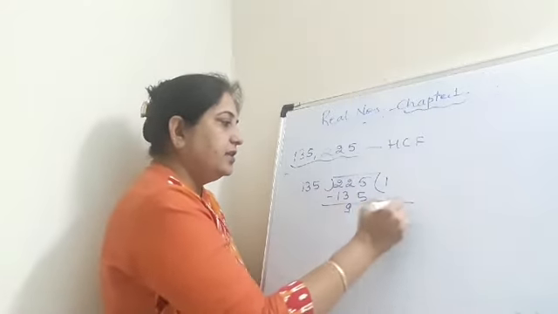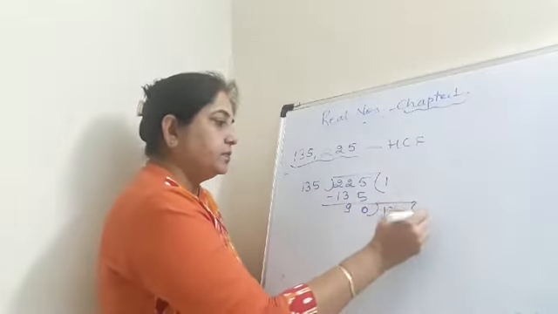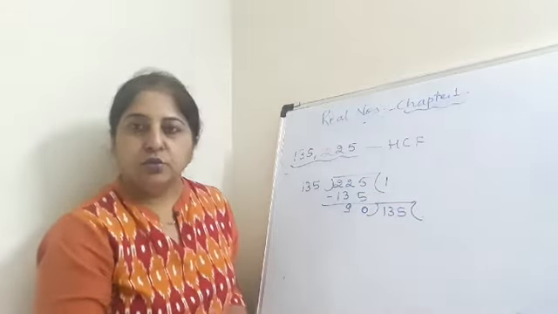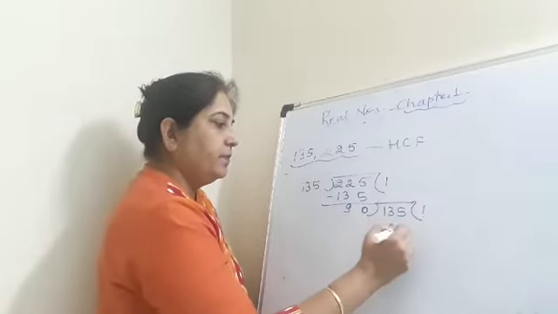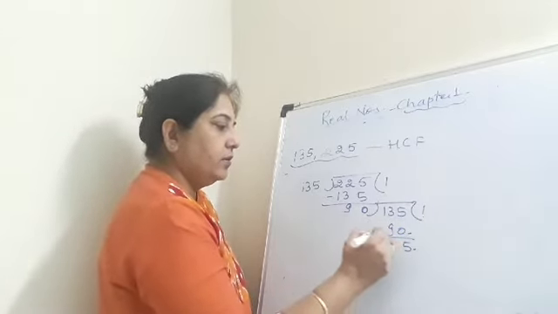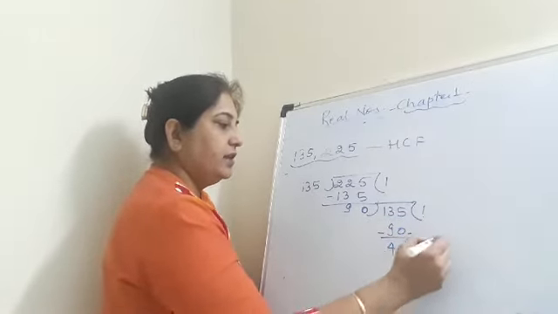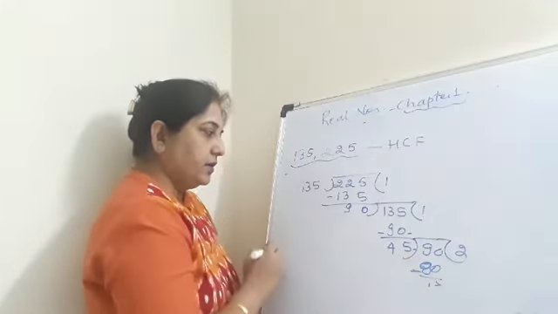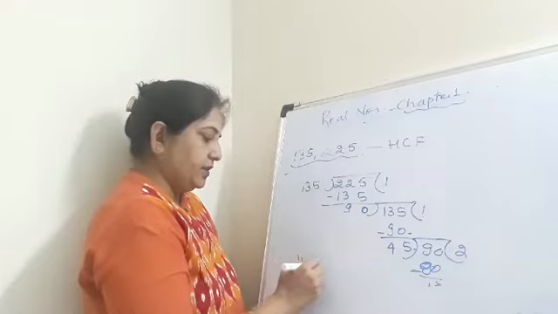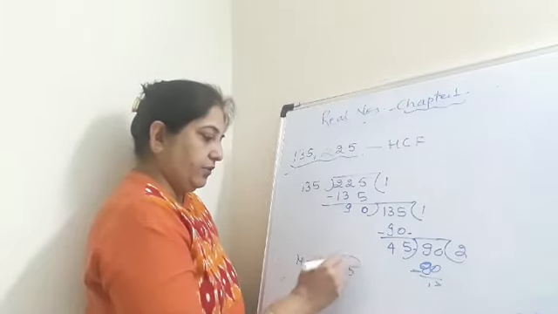Now 90, then 135. If I take 90 into 2, it will be 180. So I will just take 90 ones are 90, 5 and 4. And here I will put 90 and 2s are 90. So the answer is, what is the HCF? HCF is equal to 45.